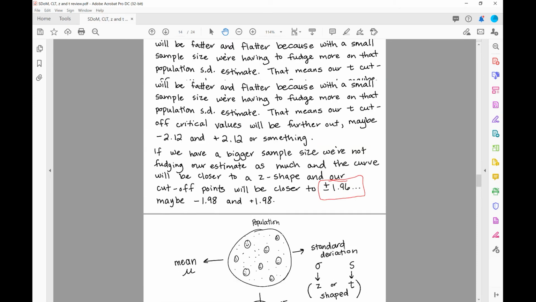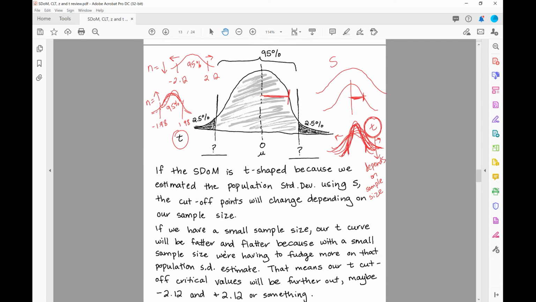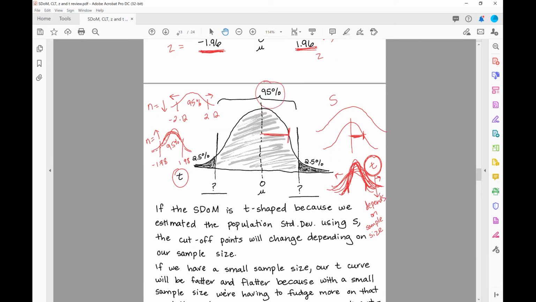And I'll get to this again later, but you may be wondering, why do we care about this 95% versus the outer 5%? Again, that's based on our alpha value that we're using, that 0.05. That's what's telling me I want to chop off the outer 5% from the inner 95%.